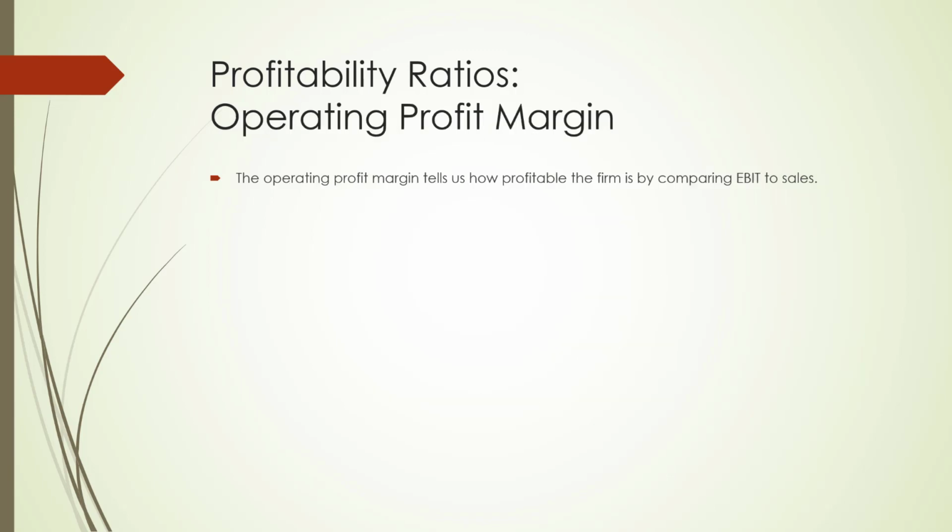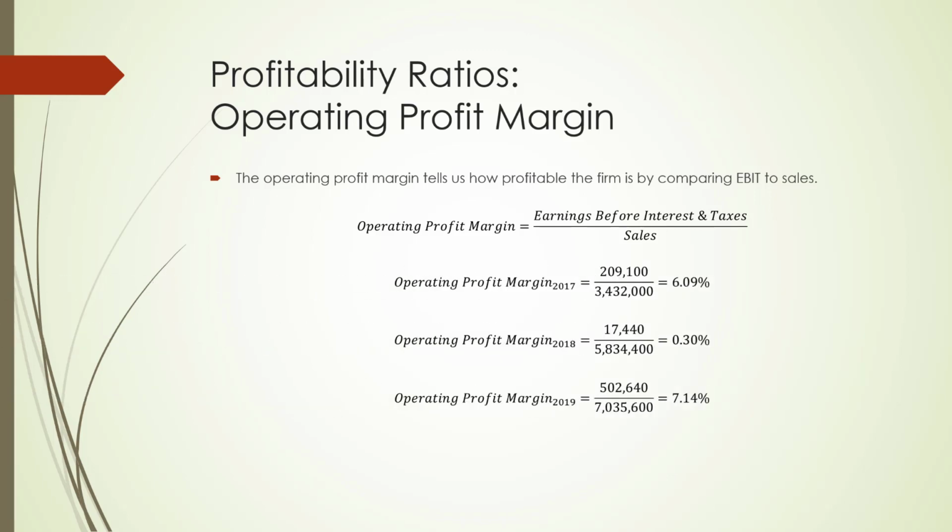The operating profit margin looks at operating profit relative to sales, and operating profit is just another word for EBIT. So we have EBIT divided by sales. Now notice, if the operating profit margin is too low and the gross profit margin looks good, that suggests that the problem is your operating costs are too high. And so in this case, the operating profit margin fell a lot in 2018 and is expected to recover quite a bit in 2019.